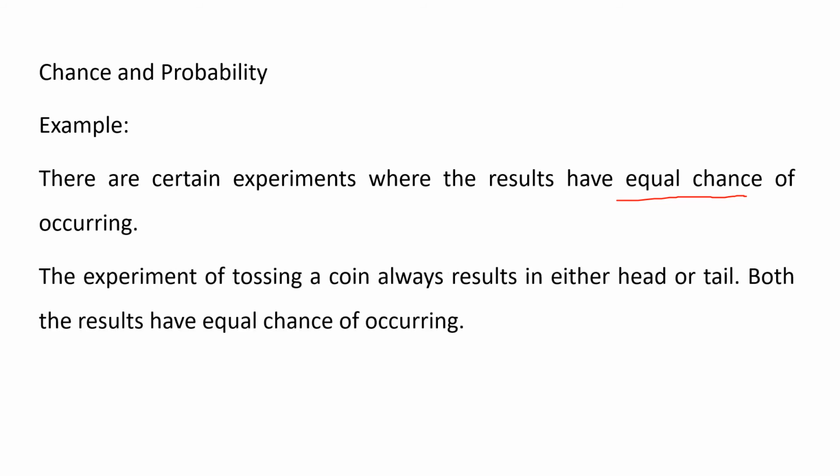The same example what I said. The experiment of tossing a coin always results in either head or tail. Both the results have equal chance of occurring. There is an equal chance, right? So it may be a tail or it may be a head. So I can't say only I'll get head, and there is no chance of getting tail. I can't say like that. There is an equal chance. Okay.